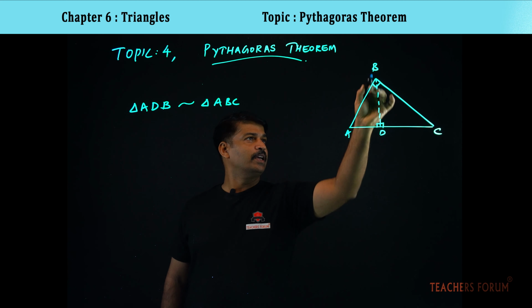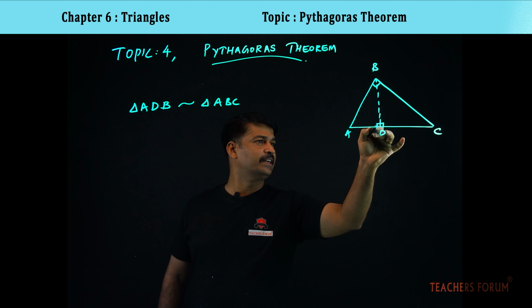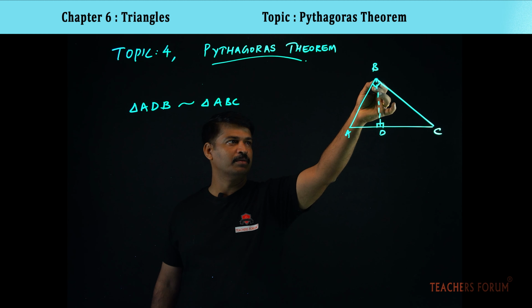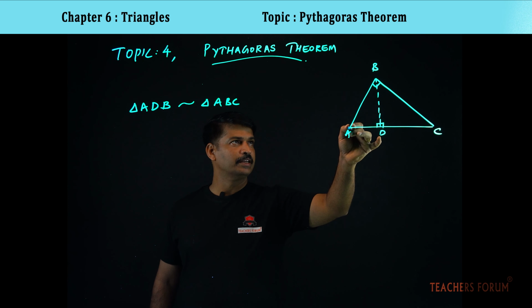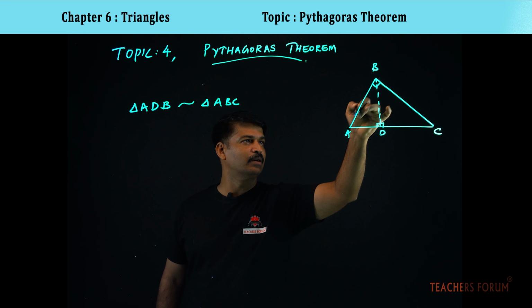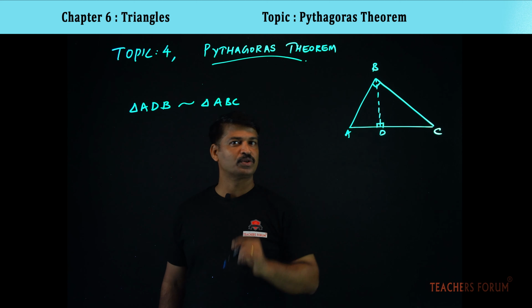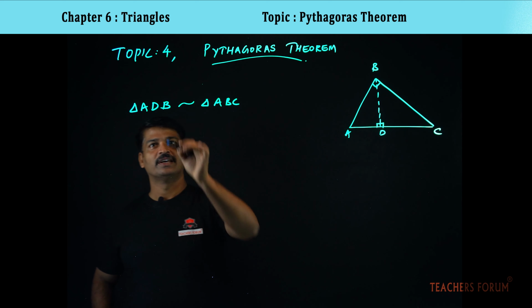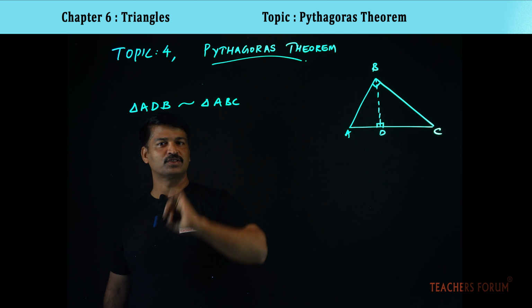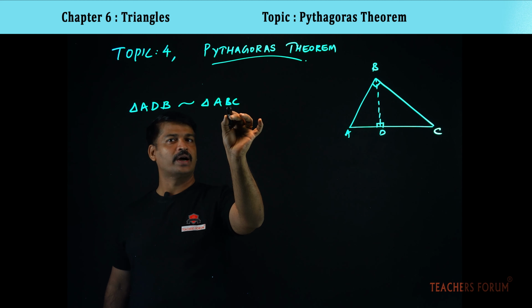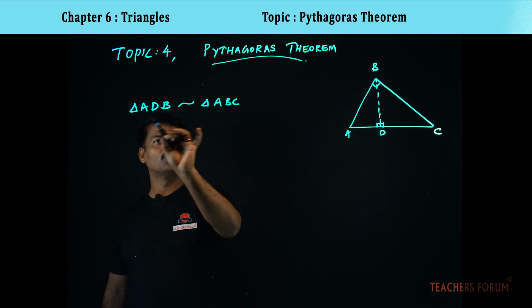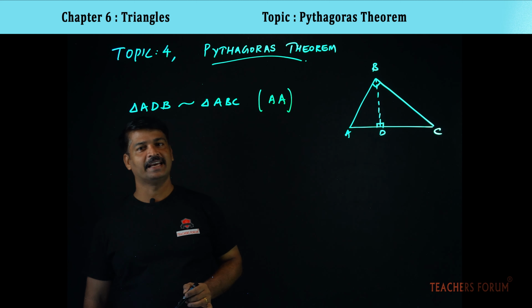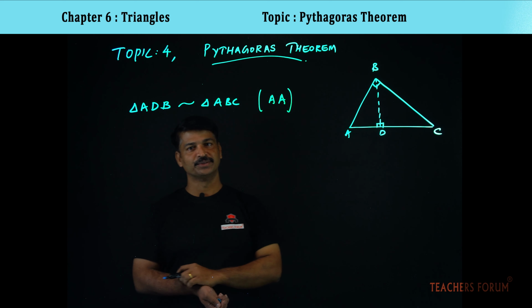Now, in ADB, what is angle D? Angle ADB is 90 degrees, isn't it? Because we have drawn BD as perpendicular. Now, in triangle ABC, what is angle B? Angle ABC here is also 90 degrees. So this angle and this angle are equal. Angle A is equal to angle A, that is common. Angle D is equal to angle B, 90 degrees each. So these two triangles are similar using the AA similarity criterion. I think it is clear to you.